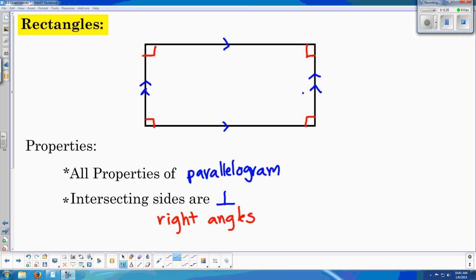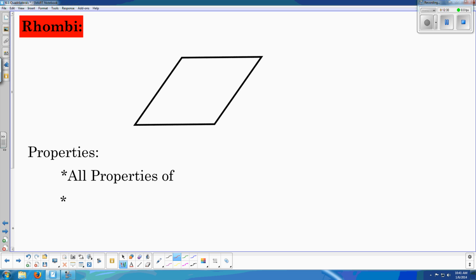Okay, now let's move on to the rhombus, or rhombi if we are talking about multiple rhombuses. A rhombus has all the properties of a parallelogram, meaning two opposite sides are parallel. I'm going to drill this into your brain. So we have parallel, parallel, parallel, parallel.